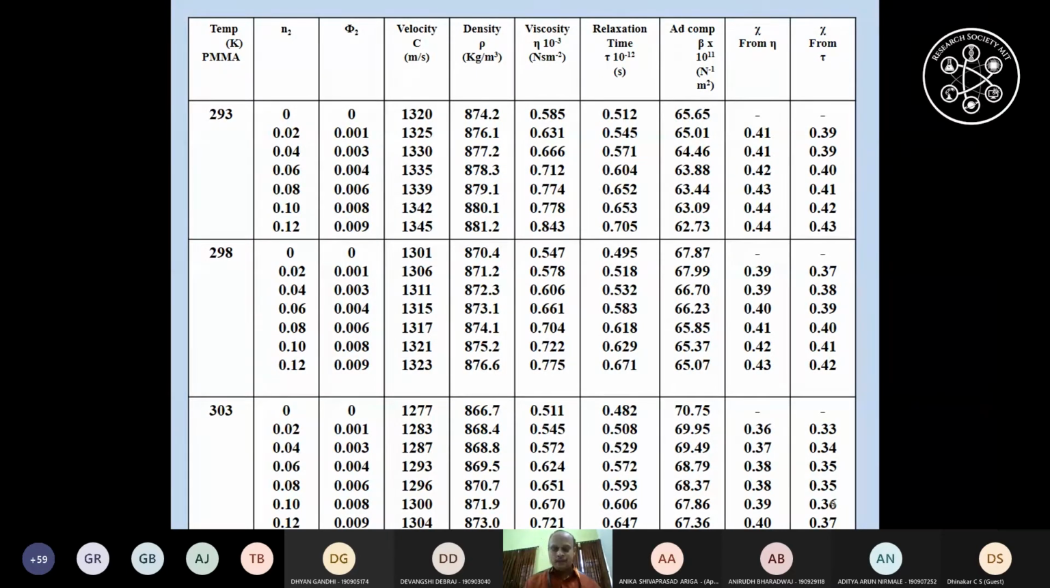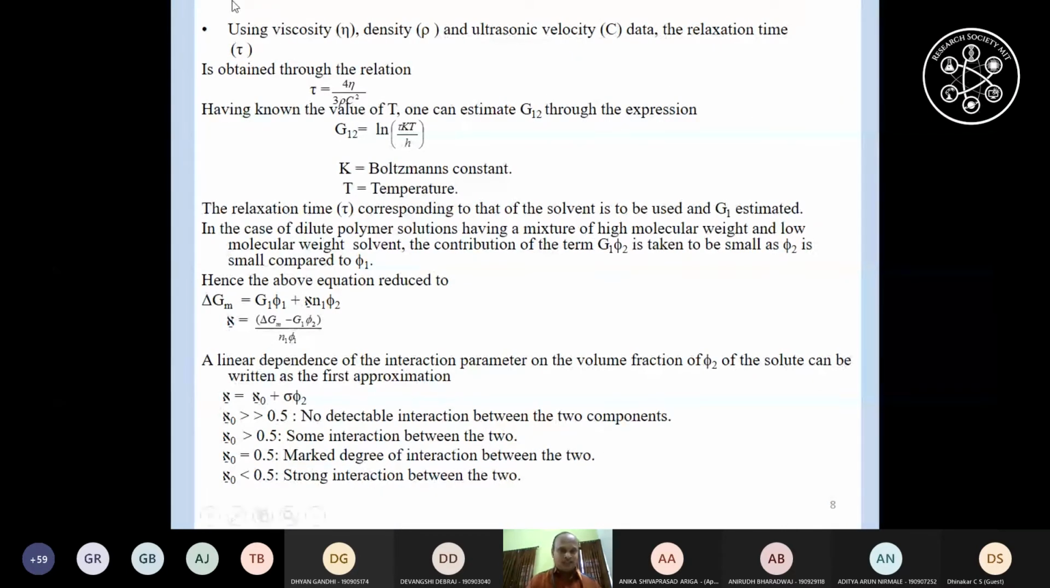So my aim is, using those calculations, if psi zero is greater than 0.5, we can keep it constant. There will be no interactions between the components. That means if you dissolve the polymer in a particular solvent, there will be no interactions. Then there is no need to go for any other applications. Either you have to change the solvent or you have to change the polymer.